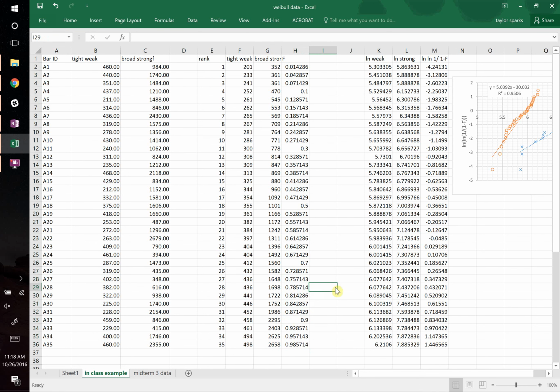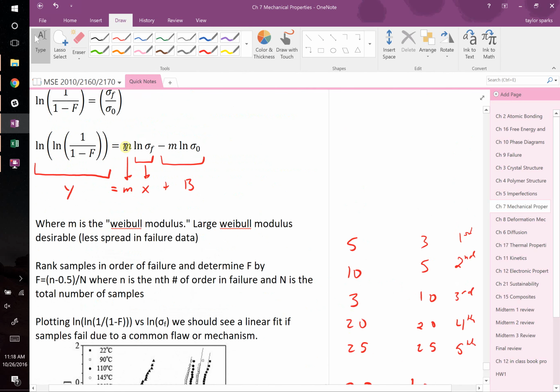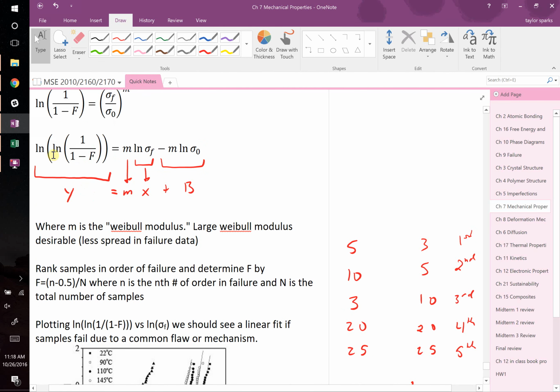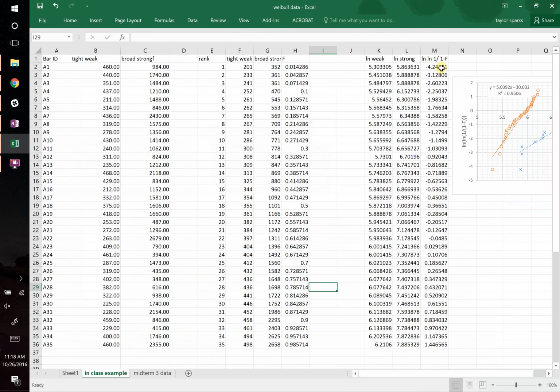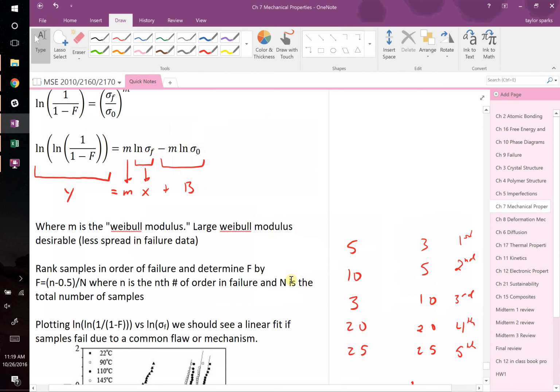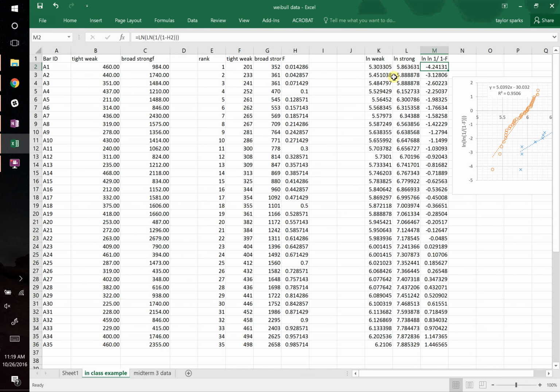So now we have F. Going back to our expression here, we want to take natural log of 1 over 1 minus F, and we're going to call that whole thing Y. So over here, that's what we have. I've taken natural log of 1 divided by 1 minus H2, which is our F value. So it's just a bunch of values, all the way down; we did that for all these samples. Now, if we want to plot this, we also need to plot that Y against X. And our X needs to be the natural log of whatever our failure criteria is. In this case, it's strength. So here we have natural log of the strength at which it failed.